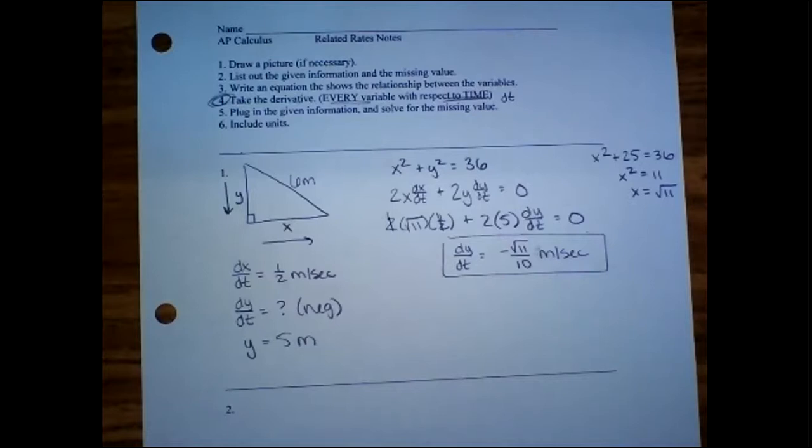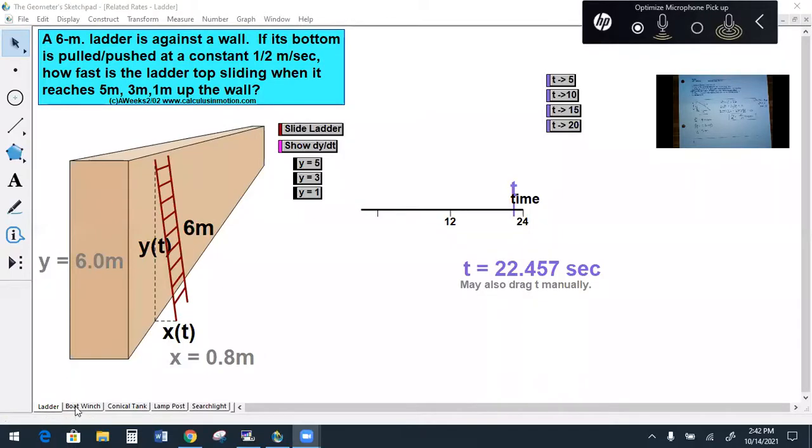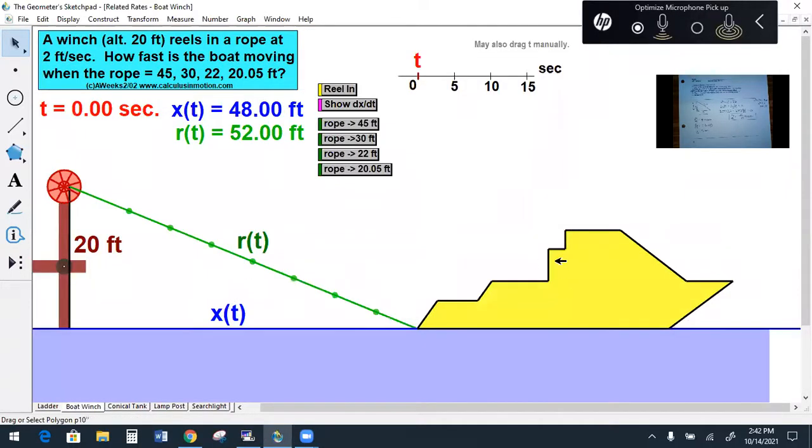All right, let's try another one. That one seems like it went okay. Yeah, pretty much. Oh, I like this one. This one's about the boat. Look at the cute little boat.